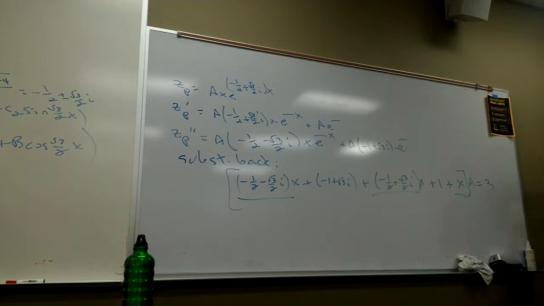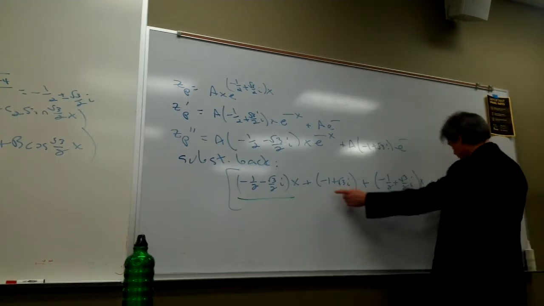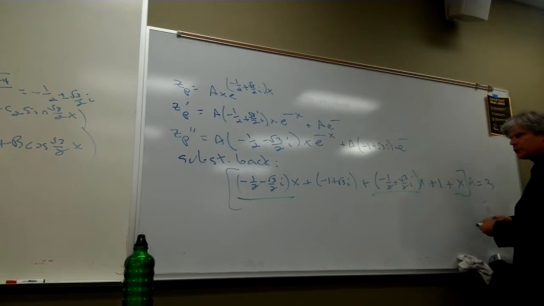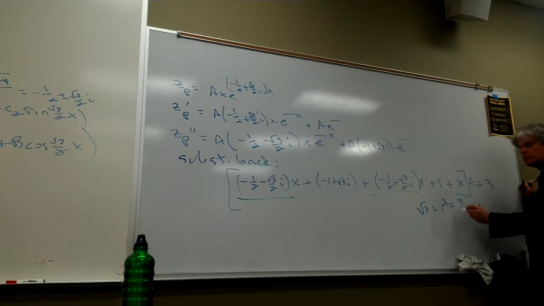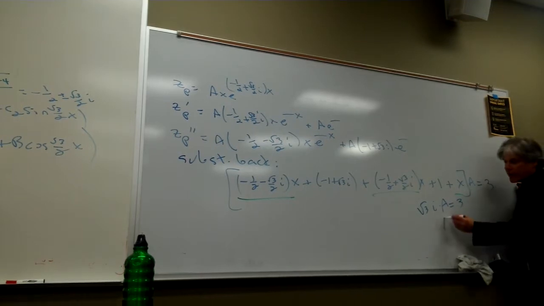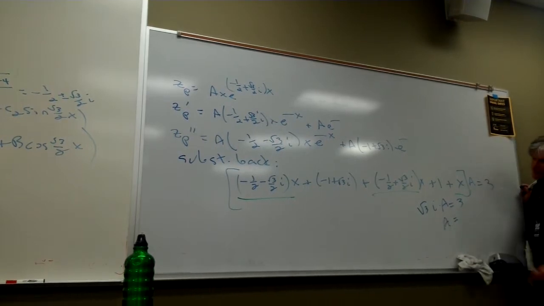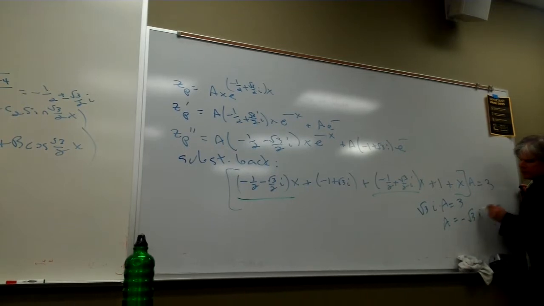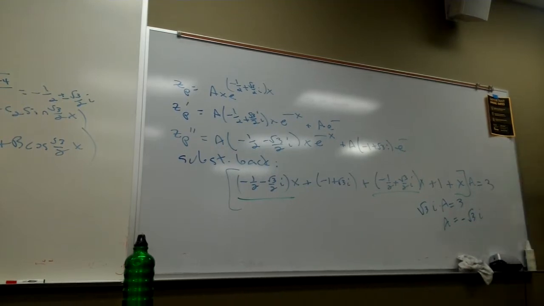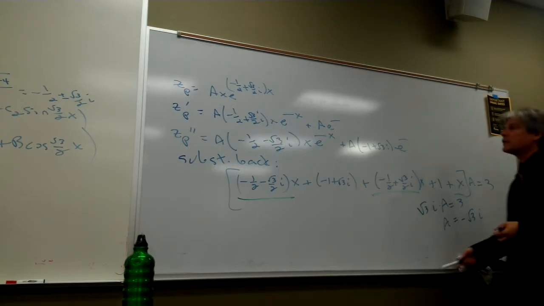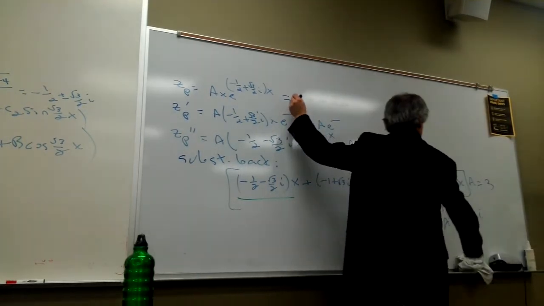As far as the constant terms are concerned, I think the negative 1 and the 1 are canceling, and I'm merely left with a root 3i times a being equal to 3. So a is going to end up being, what is that? You guys have a negative root 3 times i. And if my math skills are okay, I get to pick that up and plug it back in for z sub p.